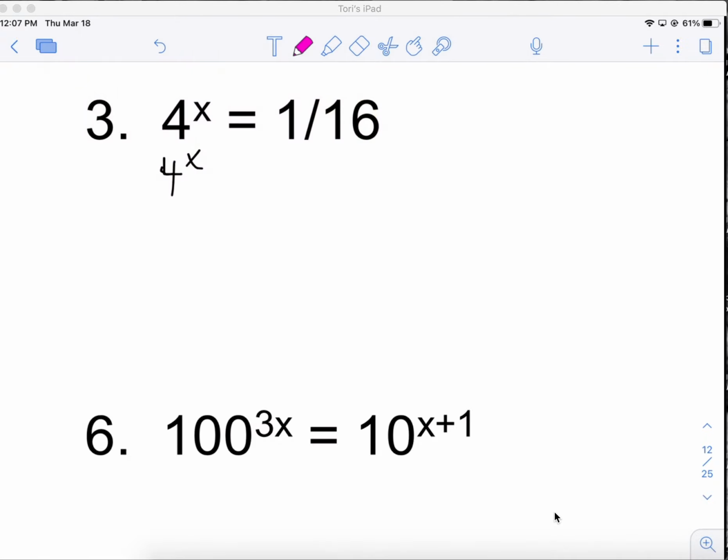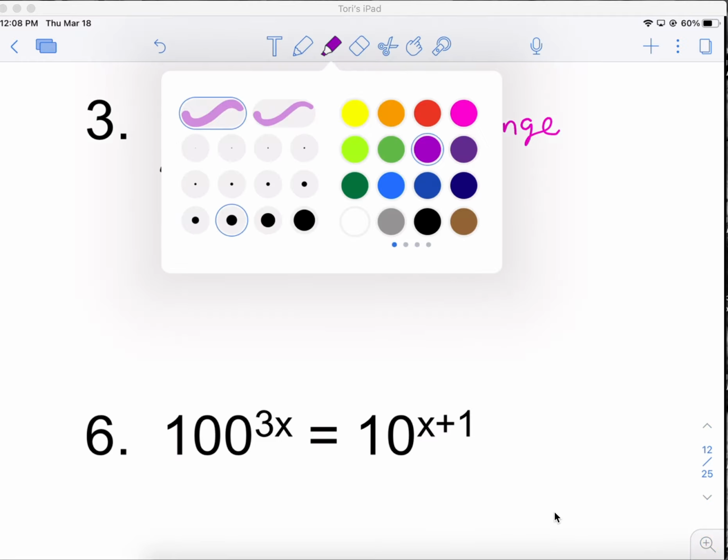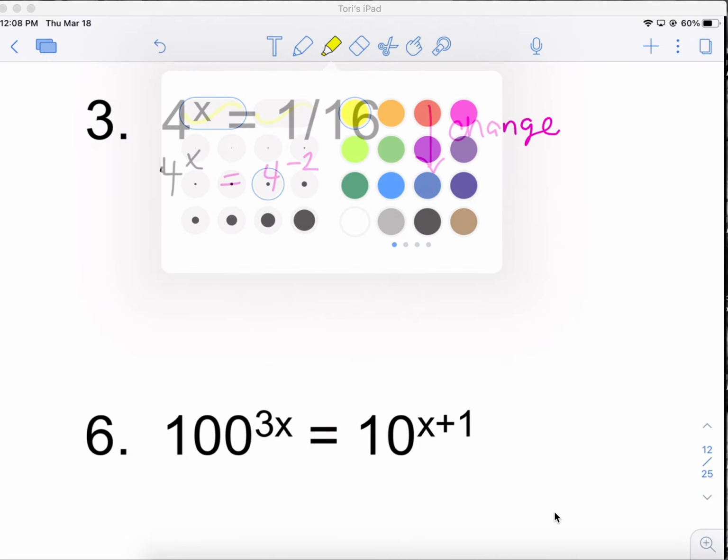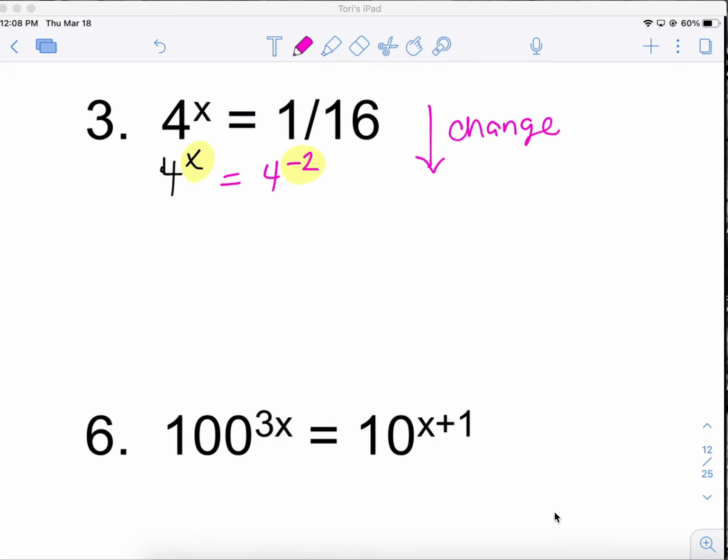I am going to change, though, this 1 over 16. Okay? 1 over 16 is the same as saying 4 to the -2. The negative is what makes it a fraction. 4 squared is 16. So it equals 4 to the -2. Then I'm going to take my exponents and set them equal. So in this case, my x is going to equal -2. There's no work to solve on this one. It is what it is.